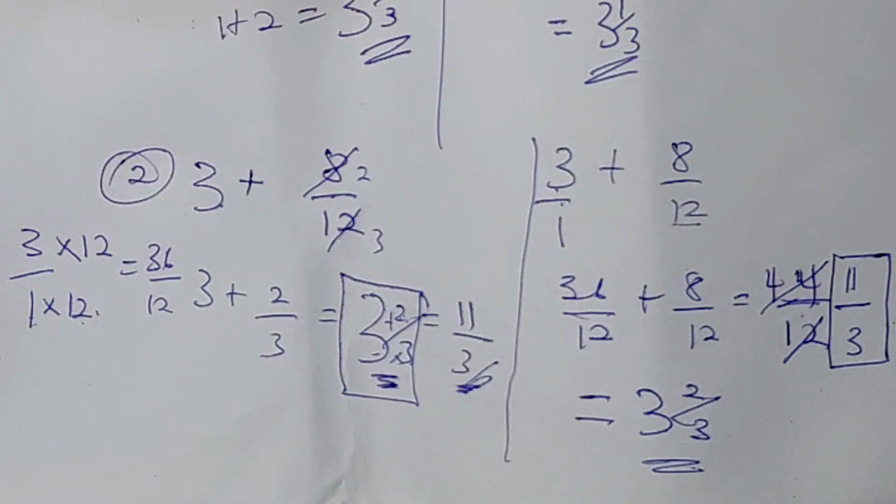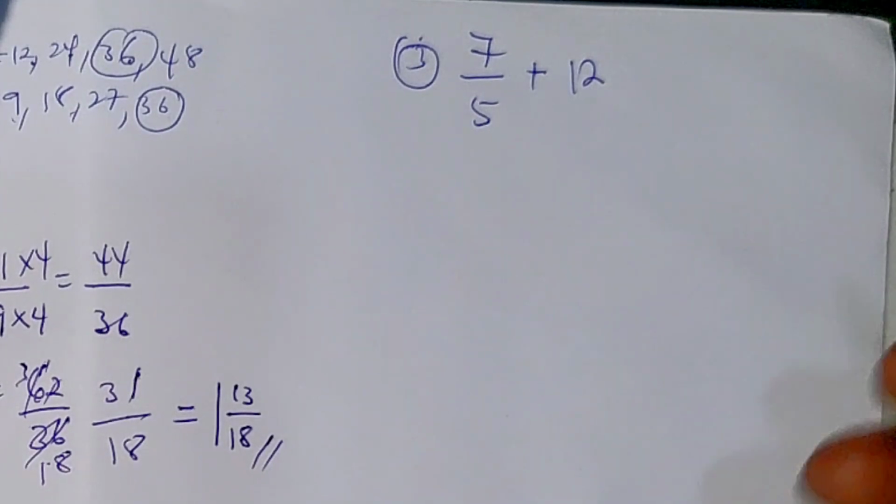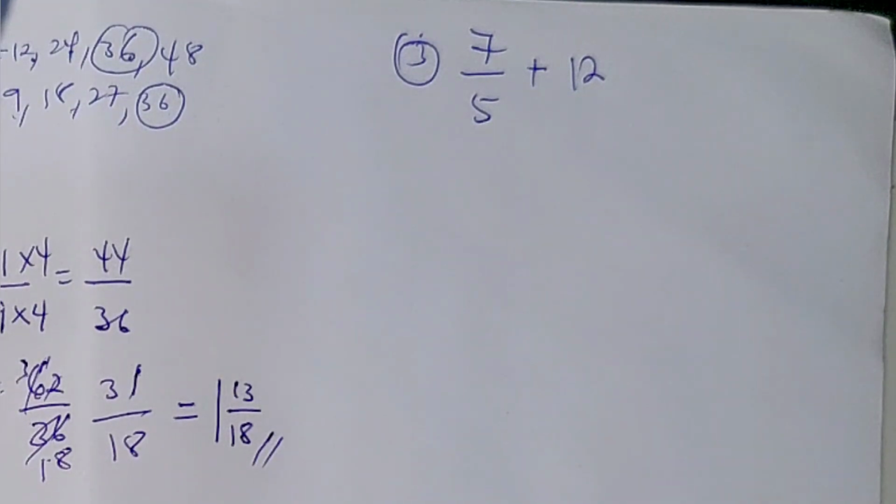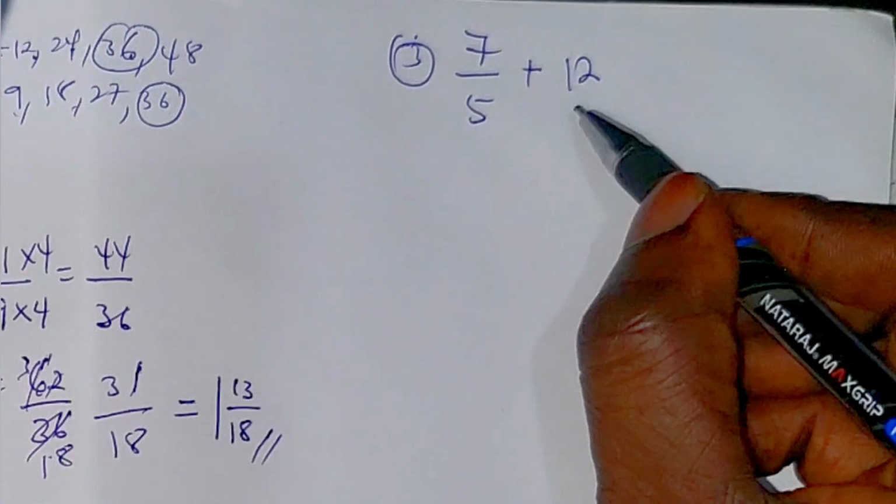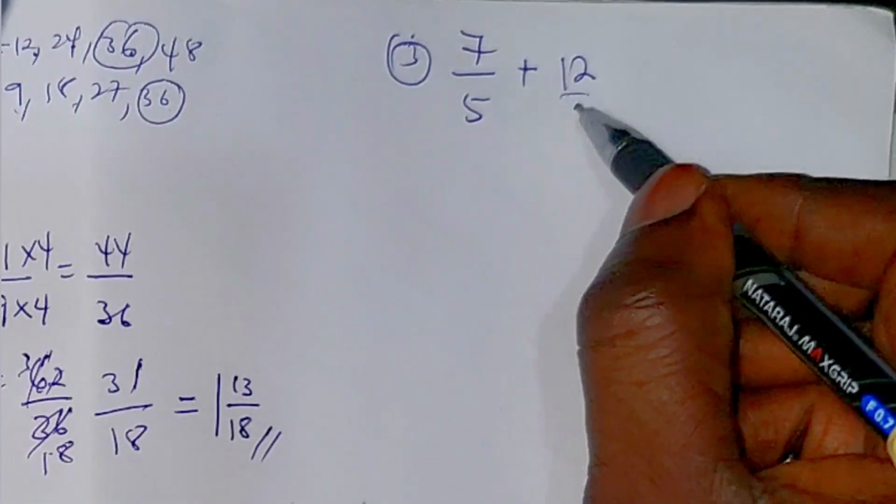And like I've been saying, when I put the question down, pause the video, try it out. And if you don't understand something, you can always go back. Just double tap at the back and then just re-watch it. It will help you. So this is our next question: 7 over 5 plus 12. So like we said in the previous example, this solves over 1.